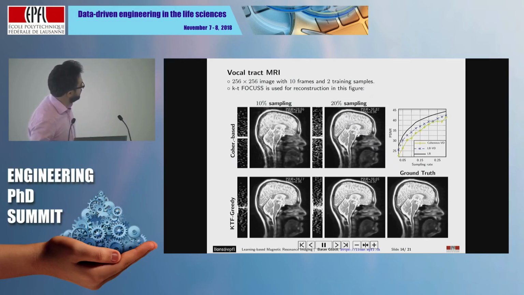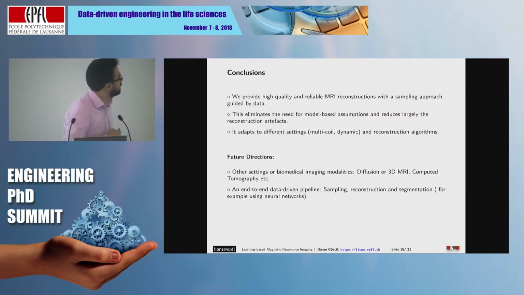And the mask that we learn is able to adapt to this setting, and you see there are a lot of artifacts again with the model-based sampling. These artifacts are not visible with our masks. And if you even go to 20% subsampling, 5 times acceleration, our mask is able to produce a reconstruction that's almost indistinguishable from the ground truth. And you see this behavior is again consistent with respect to different subsampling rates.